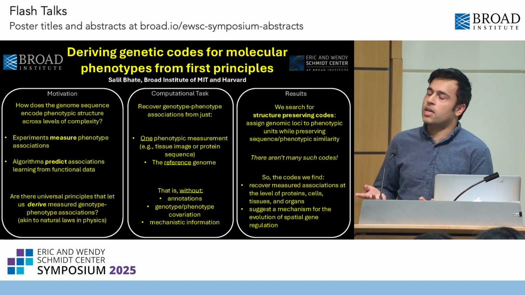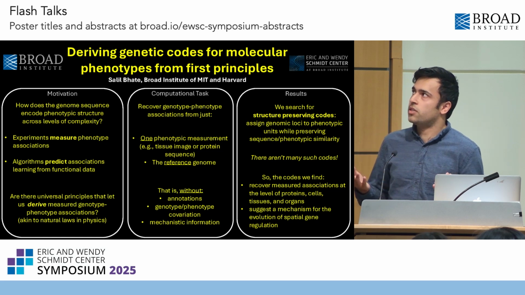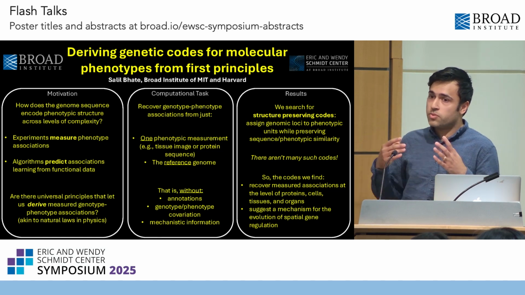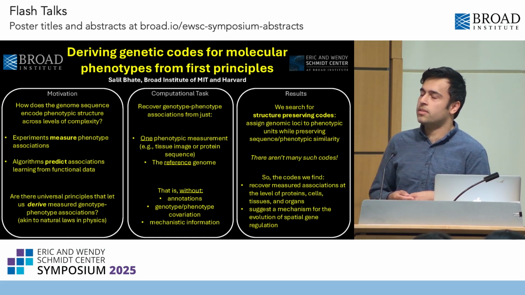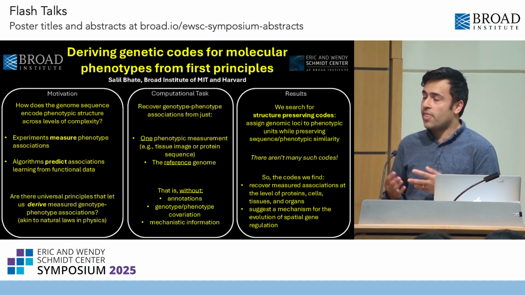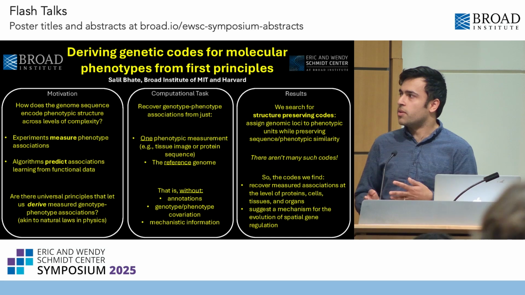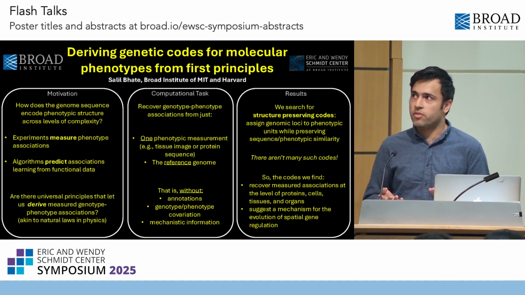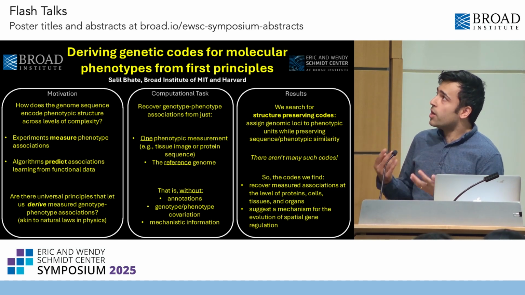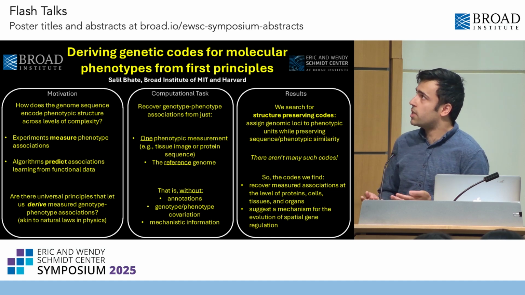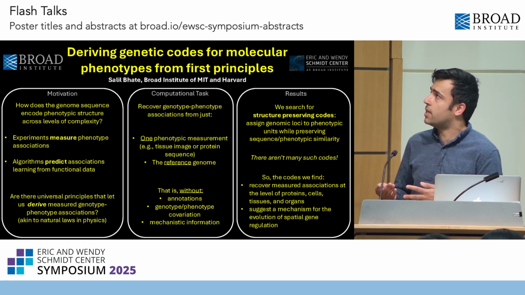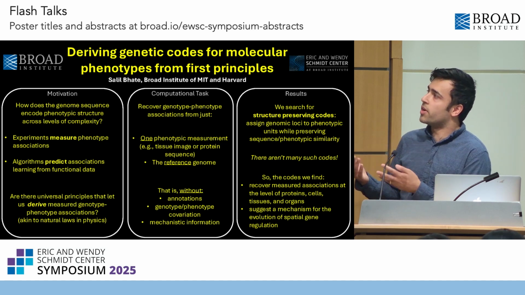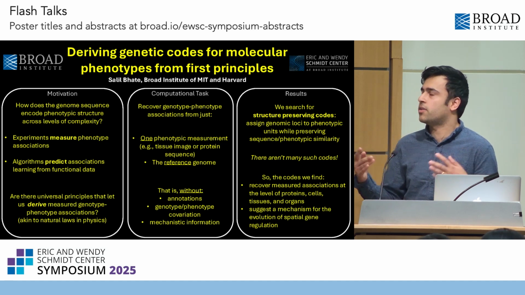The computational task is to recover measured genotype-phenotype associations from just one phenotypic measurement, for example, one tissue or protein sequence, and the reference genome. And that's without annotations, genotype-phenotype covariation, or mechanistic information. What's surprising is that by searching for structure-preserving codes, that is, codes that assign genomic loci to phenotypic units preserving similarity, we can actually solve this problem and recover measured associations across scales.